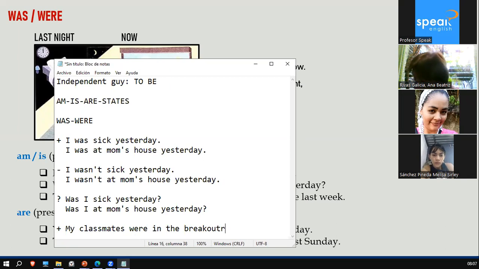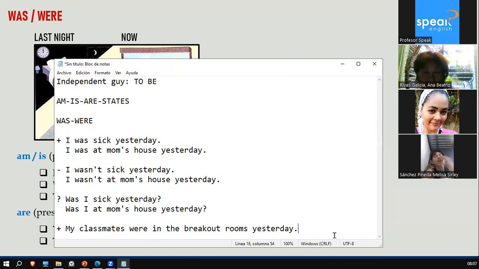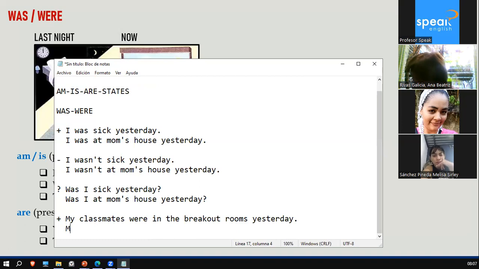Breakout rooms yesterday. Okay, my classmates were in the breakout rooms yesterday. Or I can say something like, my parents, right? My parents were at church, right? At church, on Sunday. This past Sunday, right?